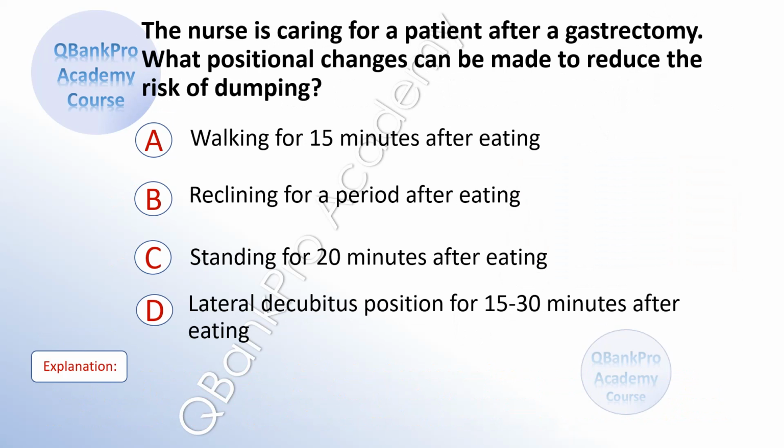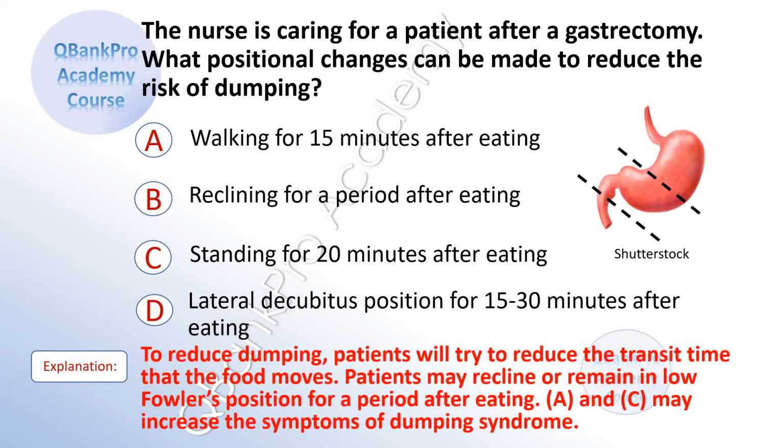The nurse is caring for a patient after gastrectomy. What positional changes can be made to reduce the risk of dumping? A. Walking for 15 minutes after eating. B. Reclining for a period after eating. C. Standing for 20 minutes after eating. D. Lateral decubitus position for 15 to 30 minutes after eating.